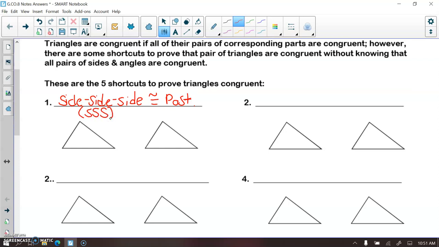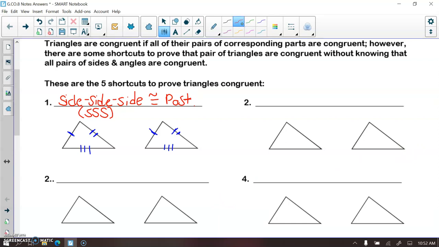So what this postulate states is that if I have one pair of sides congruent on my 2 triangles, another pair of sides congruent on my 2 triangles, and a third pair of sides congruent on my 2 triangles, I can now automatically say that these triangles are congruent without knowing that my pairs of angles are congruent to each other.